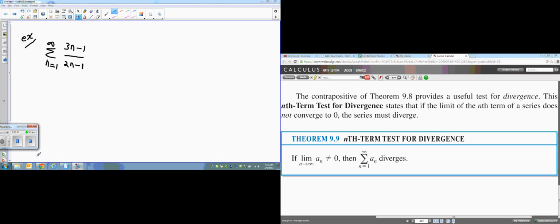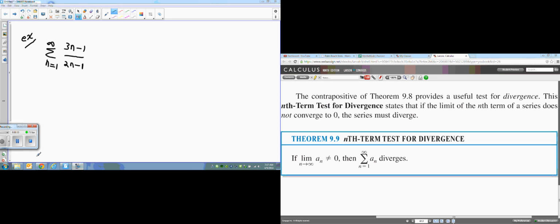Okay, now we're going to talk about the nth term test for divergence. And you see here in Larson and Edwards' ninth edition that we have Theorem 9.9, the nth term test for divergence. It says if the limit as n approaches infinity of a_n does not equal 0, then the series diverges. All right, so this is a test for divergence.